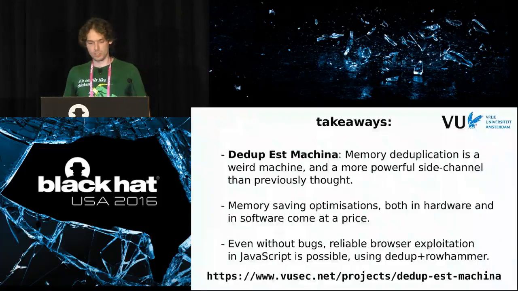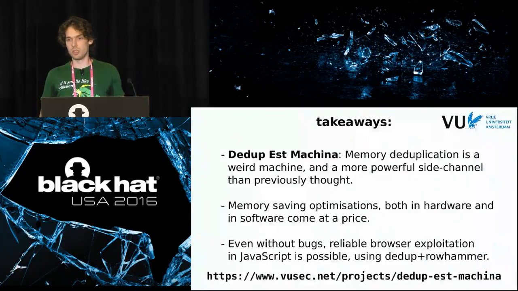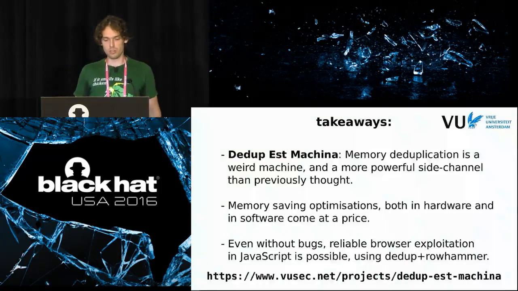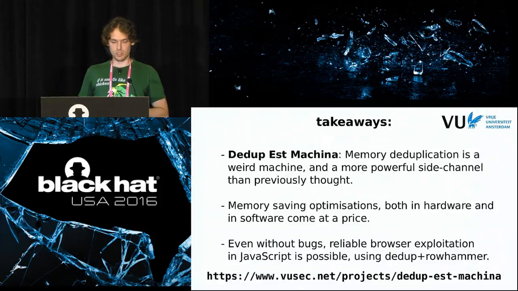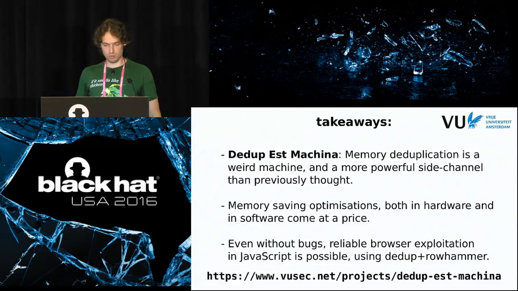So the takeaways are: memory deduplication is a way more powerful side channel than previously thought. If you try to optimize memory usage, both by shrinking the memory technology in hardware and by trying to reduce its usage in software, it might come at a price. And finally, even without bugs in your browser, you might still be owned, in this case using deduplication and Rowhammer.